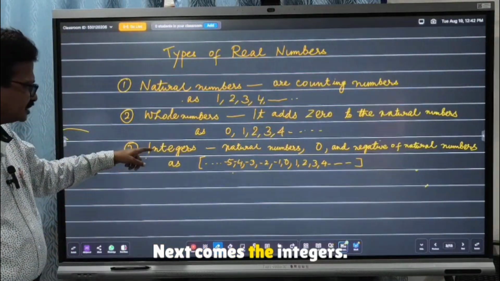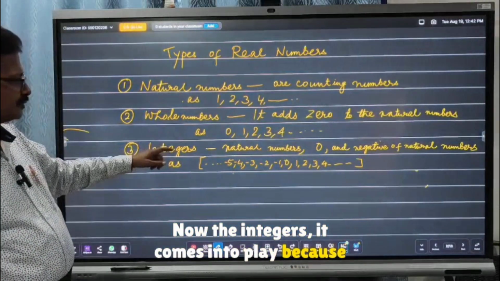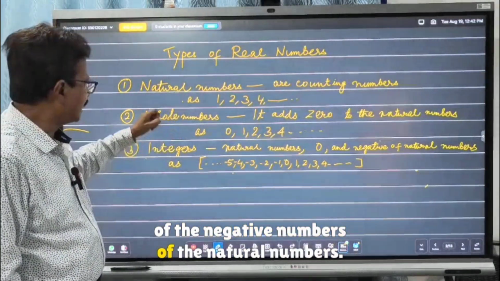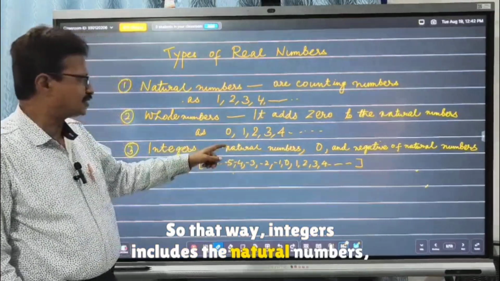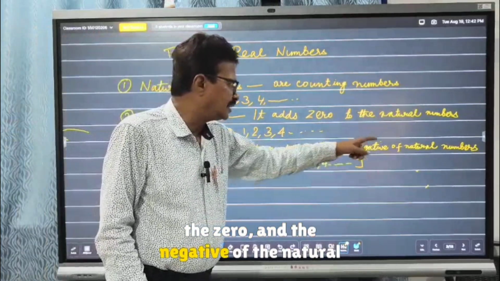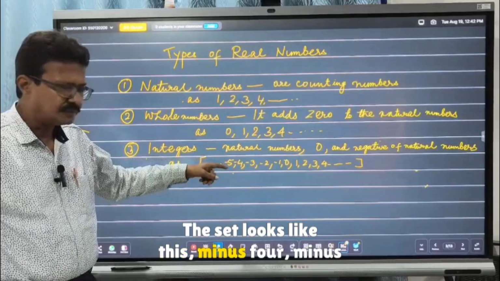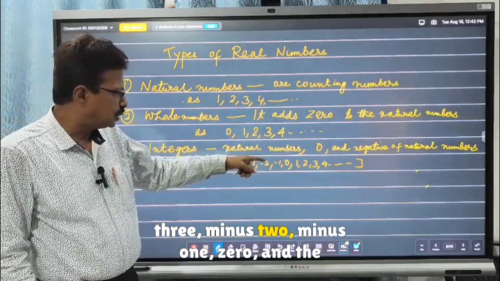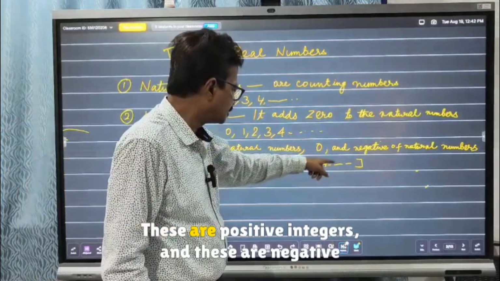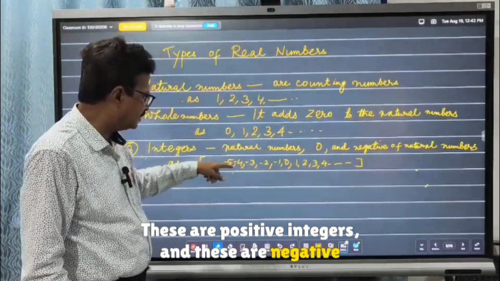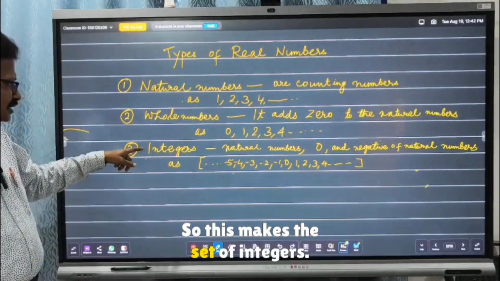Next comes the integers. Now the integers come into play because of the negative numbers of the natural numbers. So that way integers include the natural numbers, the 0 and the negatives of the natural numbers. The set looks like this: -4, -3, -2, -1, 0, and the positive side of the integers. These are positive integers and these are negative integers, and in between there is 0. So this makes the set of integers.